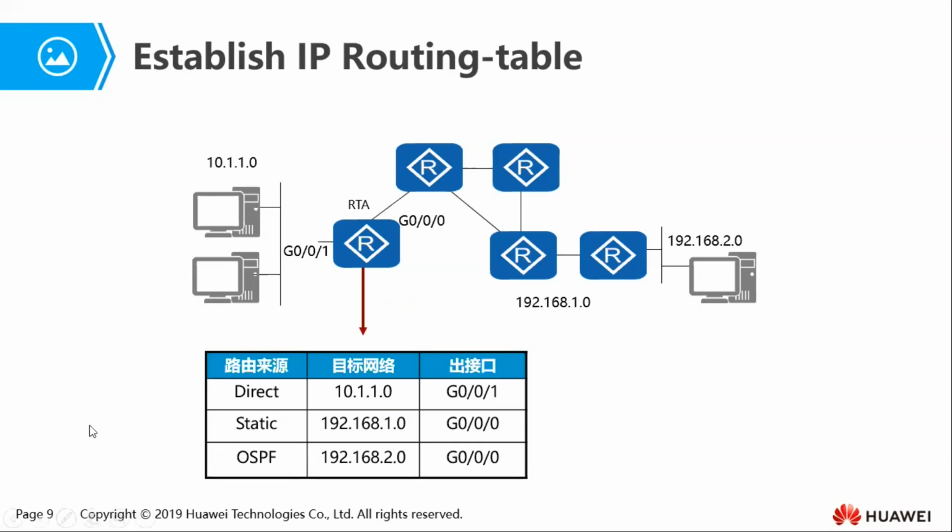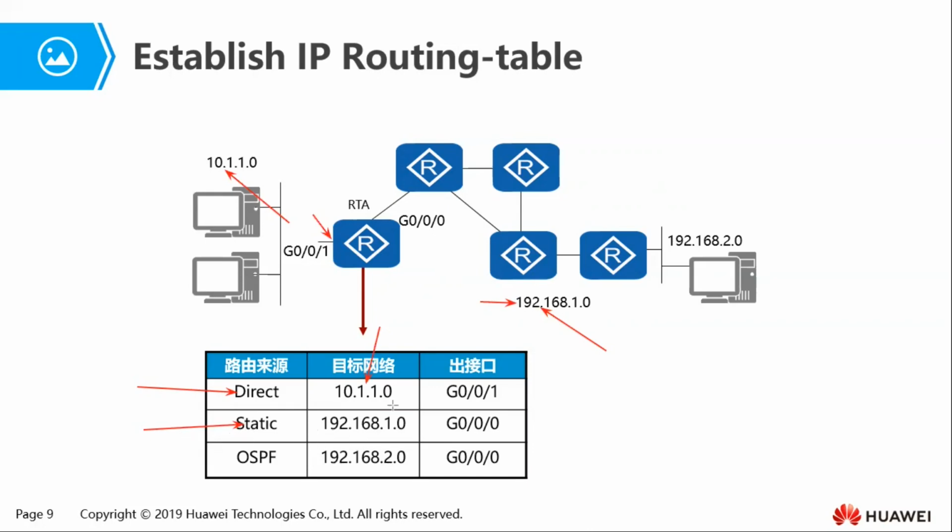So I think I've already mentioned most of these things. This is how routers learn routes. A directly connected route, for example, this interface G0/0/1 is directly connected to this network 10.1.1.0. So that's a direct route. Then we can also configure a static route, that is, we configure a route to this network manually. So that's what we call a static route.